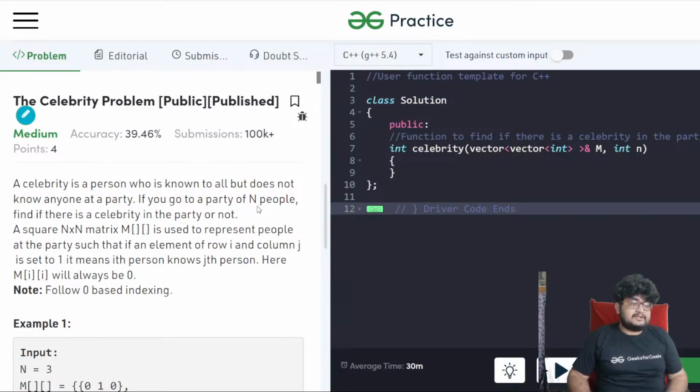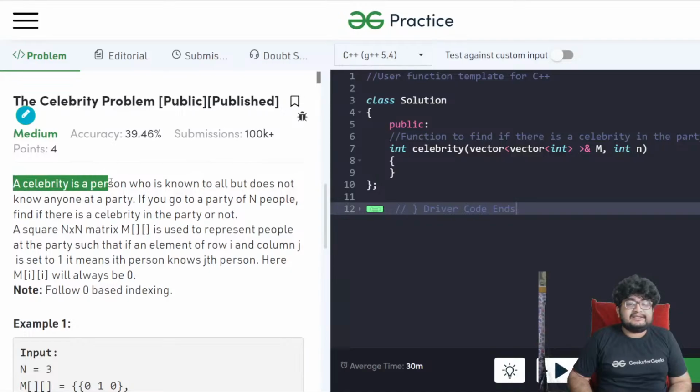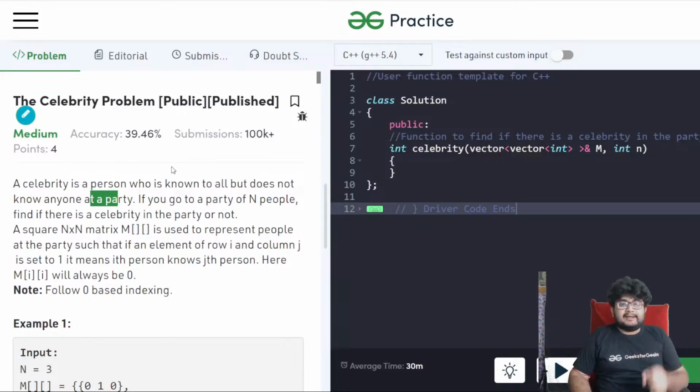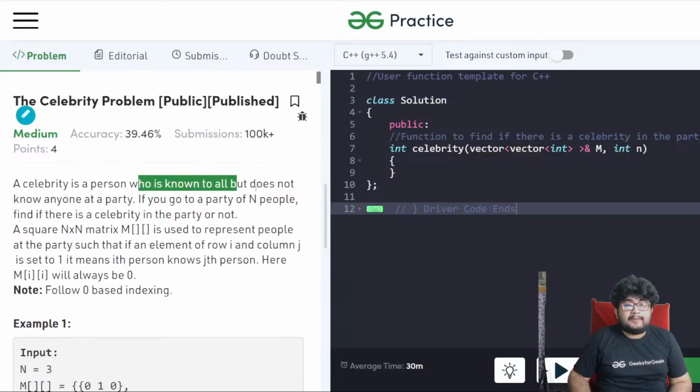The next problem that we'll solve is called the celebrity problem, right? Now this is a pretty interesting interview question, and it's also pretty popular. It is said that a celebrity is a person who is known to all but does not know anyone at a party, right? So you are going to a party, or there is information about a party. In that party, a person is a celebrity if he is known by everyone, but he knows no one, right?